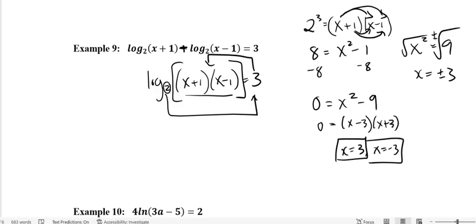Okay. Check your answers. Now remember, if I plug in a 3 here, positive, that's good. That's 2, that's positive, that's good. But this one's not going to work, right? If I plug in a negative 3 here and here, I end up taking the log of a negative. So that's no good. So I leave him out. That's extraneous. So I have one solution for this one. x equals 3.